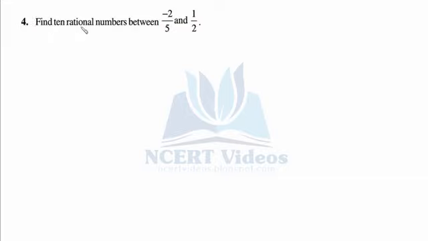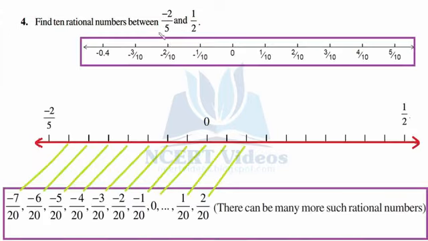Find 10 rational numbers between -2/5 and 1/2. So first of all, we see the numbers have different denominators. First of all, we will make the denominator the same, and you know very well how to do so. We'll take the LCM.